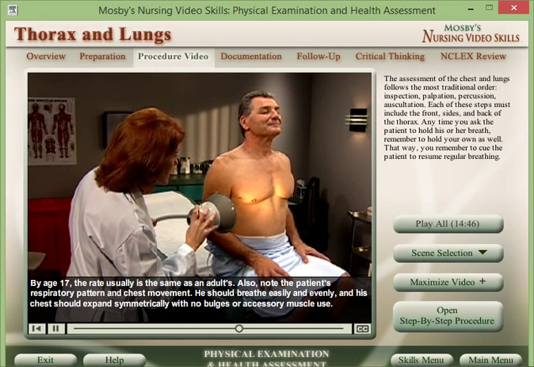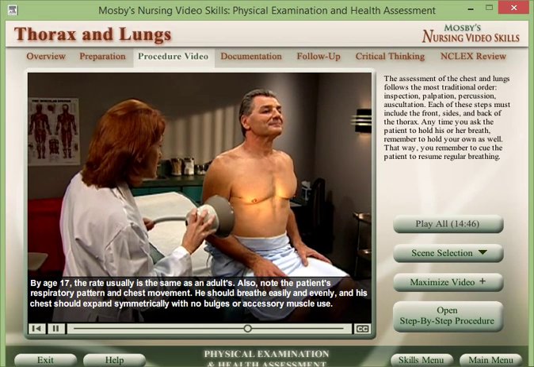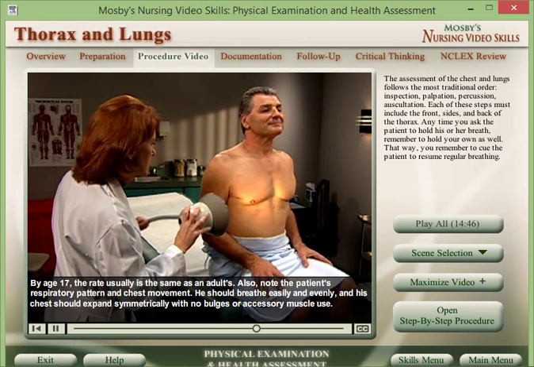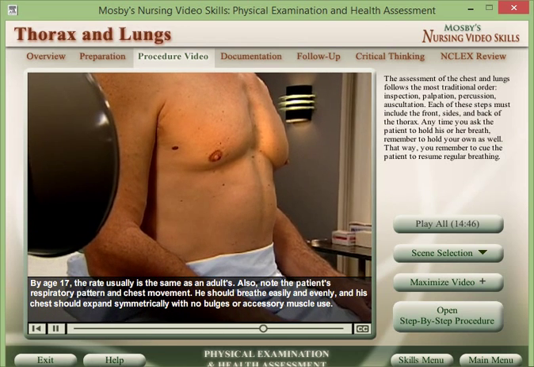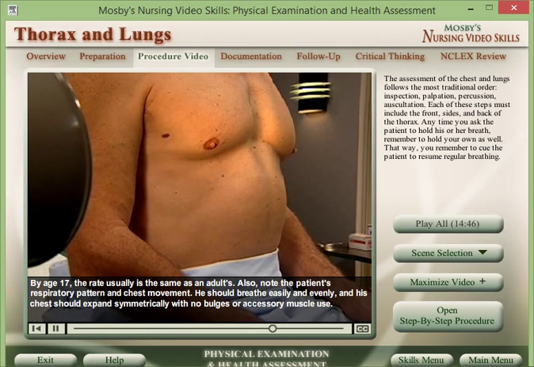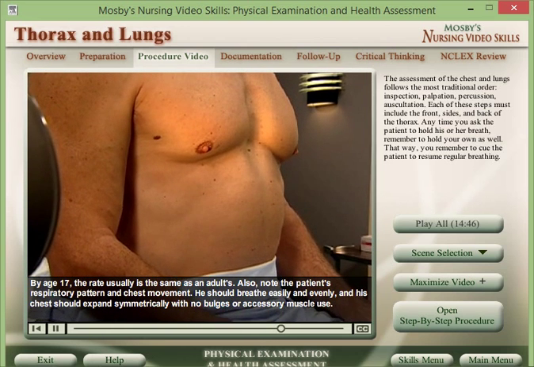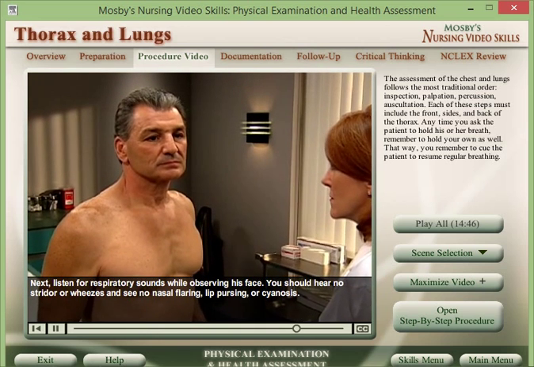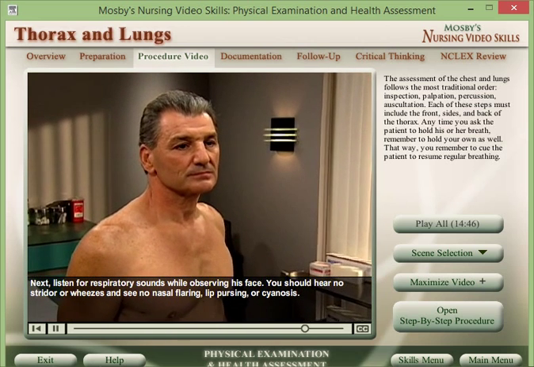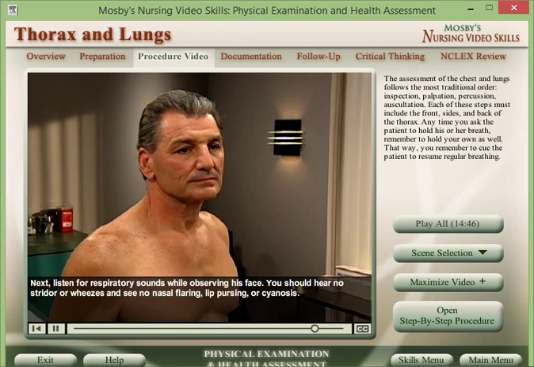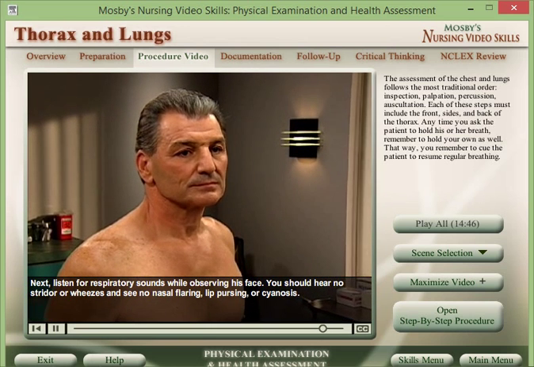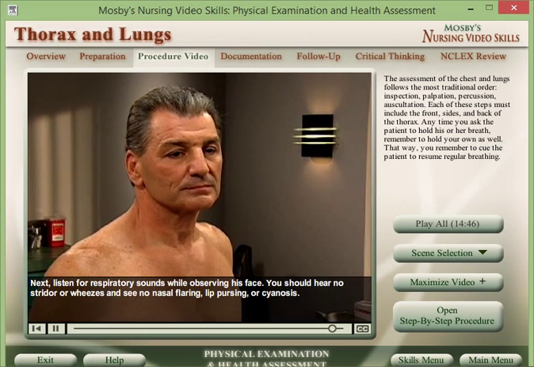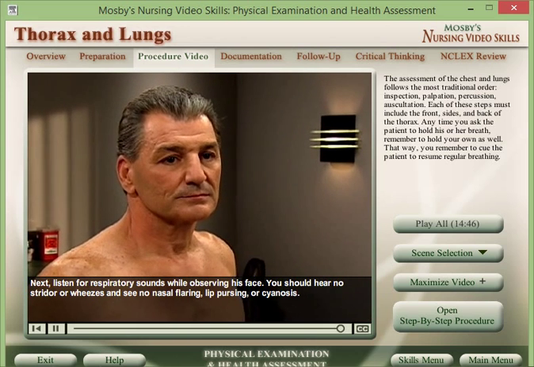Also, note the patient's respiratory pattern and chest movement. He should breathe easily and evenly, and his chest should expand symmetrically, with no bulges or accessory muscle use. Next, listen for respiratory sounds while observing his face. You should hear no stridor or wheezes, and see no nasal flaring, lip pursing, or cyanosis.